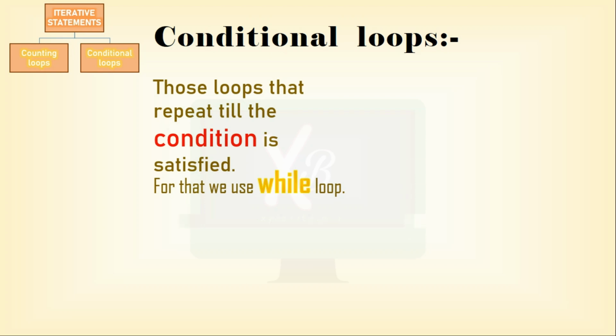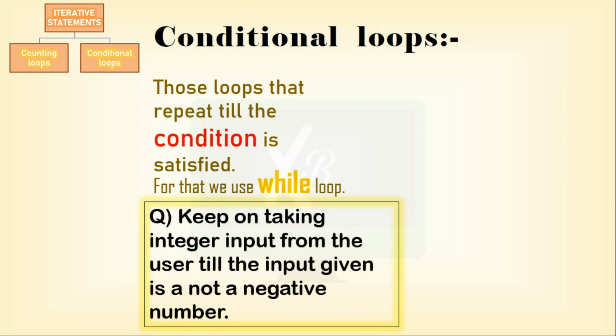Okay, so we have a question right over here: keep on taking integer input from the user till the input given is not a negative number. Now what does this mean? It means the program is supposed to keep on asking for input from the user till the number is either 0 or positive. So if the number input is 0, it should keep on going. If the number is positive, it should keep on going. But if the number is negative, this loop should break off. All right, so I hope you understand this.